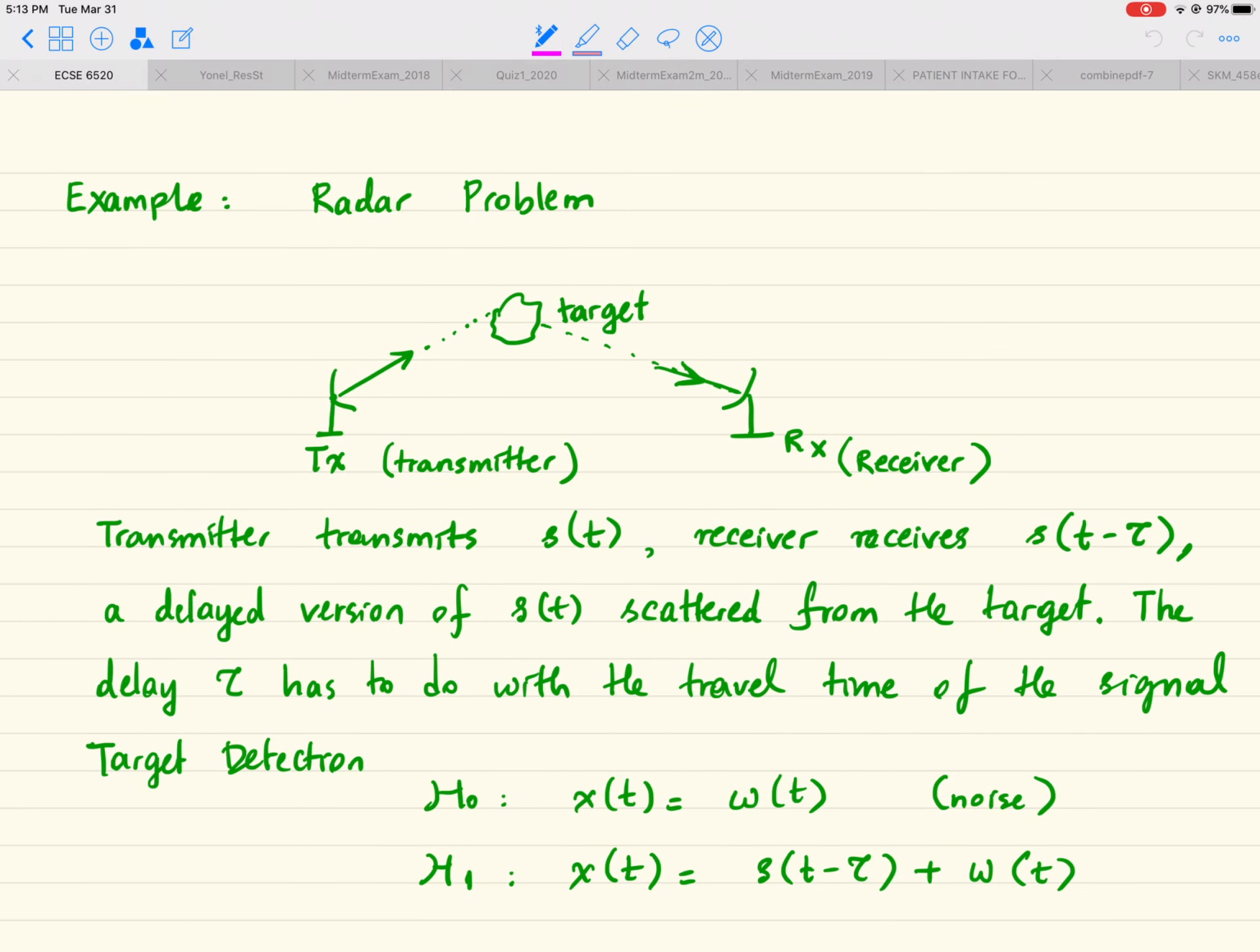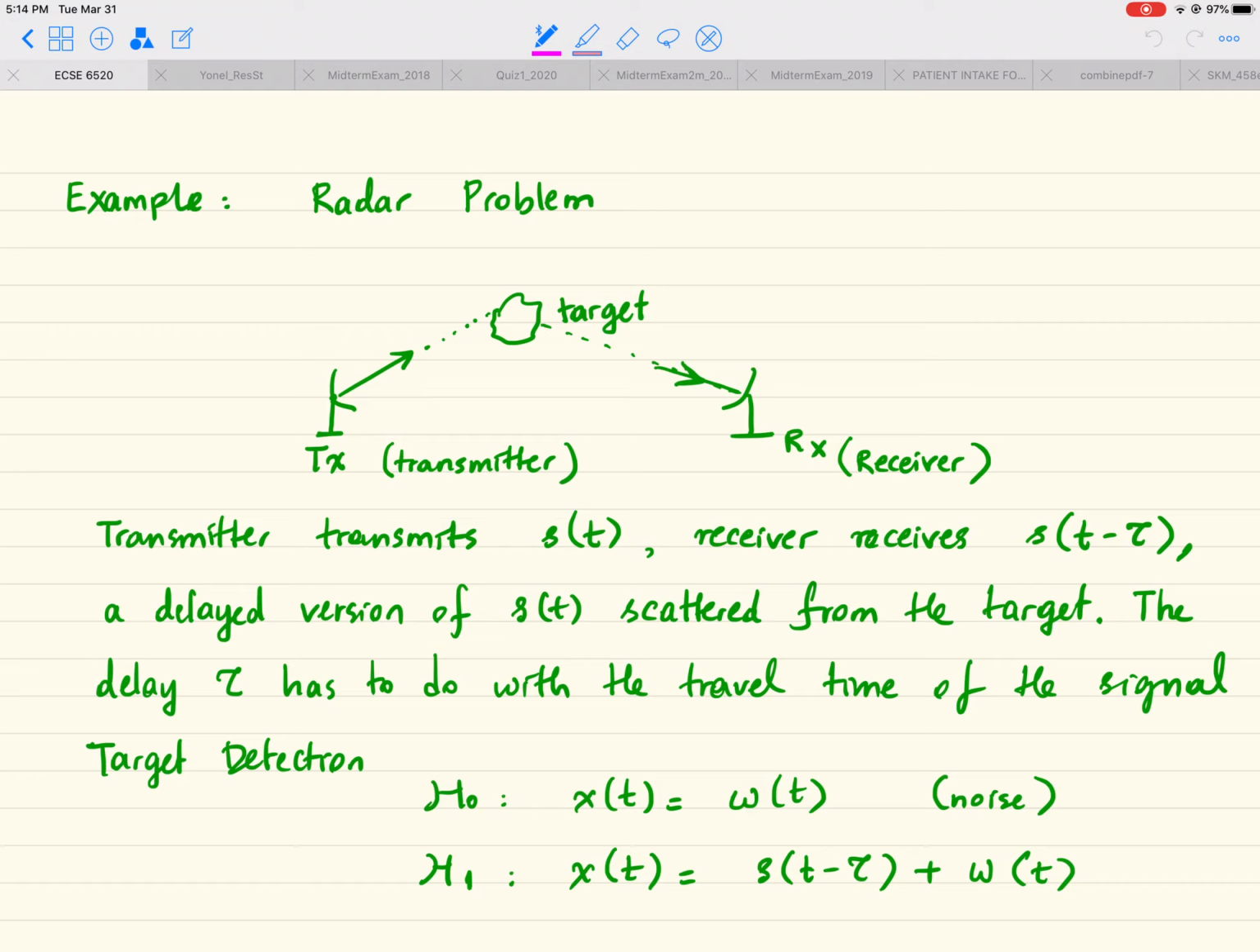All right, so another example that we have here is from radar. We have a transmitter and a receiver and a target out there, potentially a target. So we transmit a signal S of t, and we receive a signal S of t minus tau. That is a delayed version of the transmitted signal. Here the delay tau has to do with the travel time of the signal that we are transmitting.